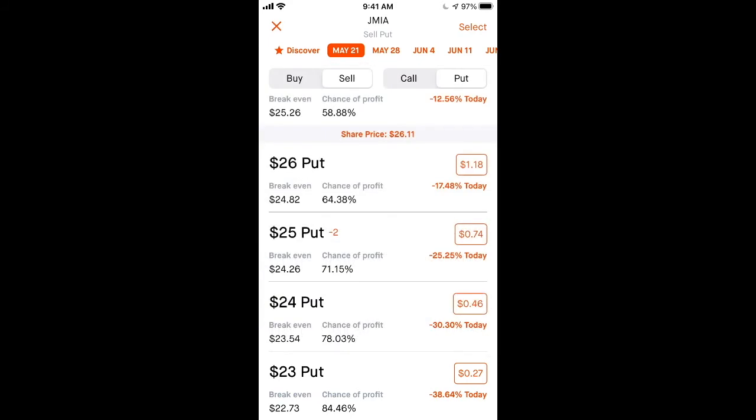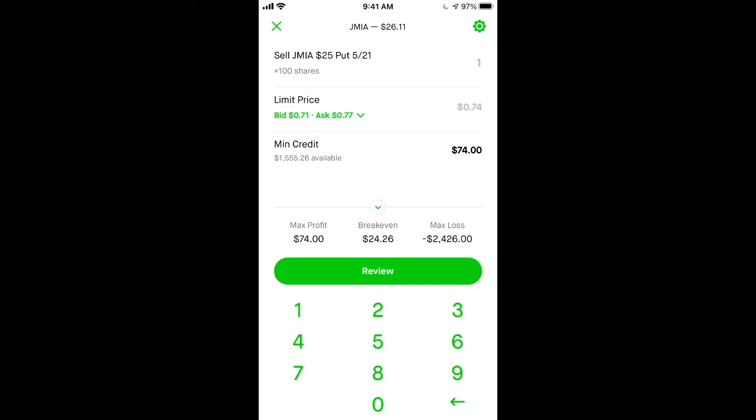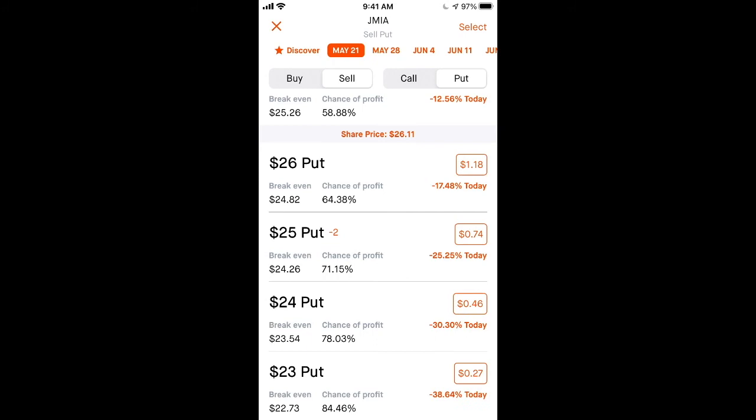For me to open this contract, you see the one that says 0.74. What that basically means is each contract is 100 shares, and the contract is currently selling at 74 cents per share. And remember, there are 100 shares in one contract. So if I click on this 25, that is 100 shares, one contract. That is what that box, $0.74, means.